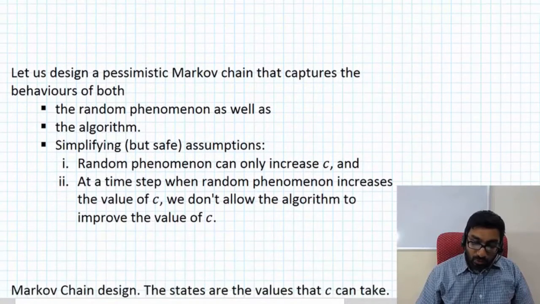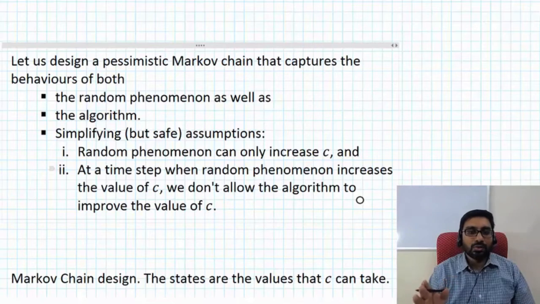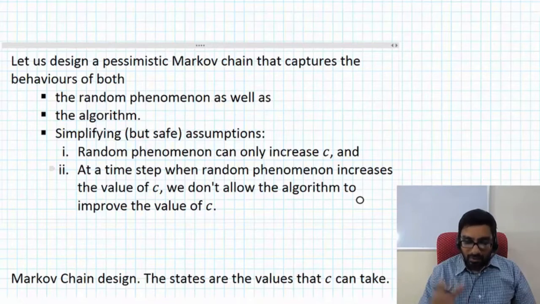Okay, so what we're going to do is design a Markov chain that captures these notions, and we're going to be a bit pessimistic. We're going to design the Markov chain so that it doesn't exactly capture what the algorithm does, but in the sense that if we can claim something good about this Markov chain, then the same thing can also be claimed about the algorithm.